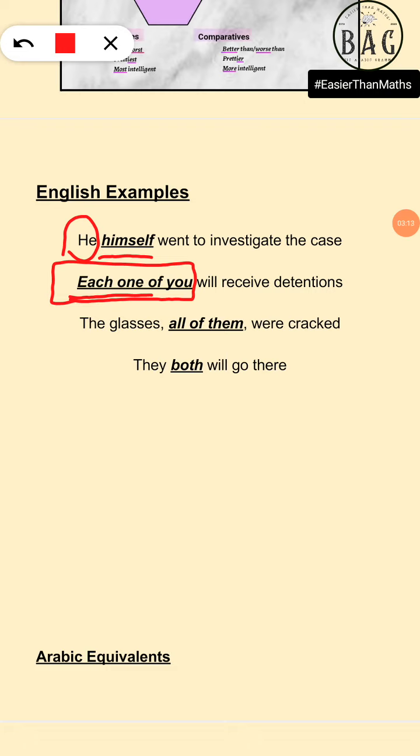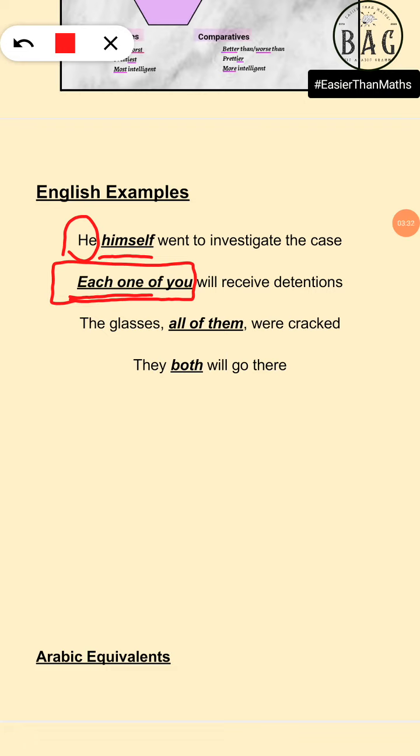But if I said that each one of you will receive detentions, I have further emphasized it. Okay, that not even a single one of you is going to evade or avoid getting detention. None of you can escape from this detention. All right, that's what this each one of you has done over here.